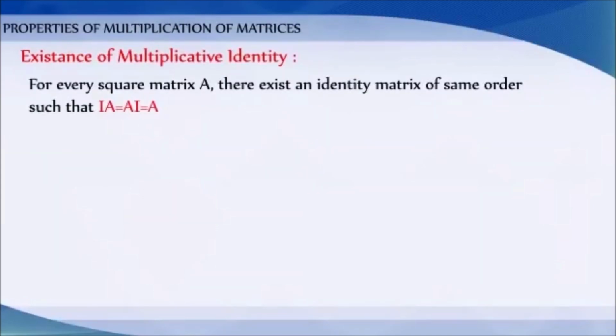The existence of multiplicative identity. For every square matrix A, there exists an identity matrix I of the same order such that I·A = A·I = A.